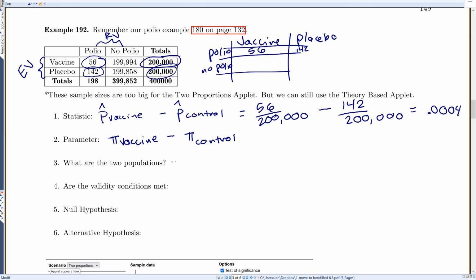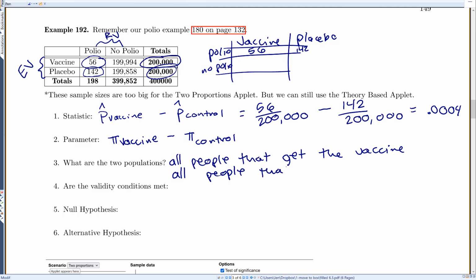Well, it's all people that get the vaccine and all people that get the placebo. Those are the two populations that we're interested in. So are the validity conditions met? What numbers do you actually have to check? Only check the actual successes and failures. They are all at least 10.